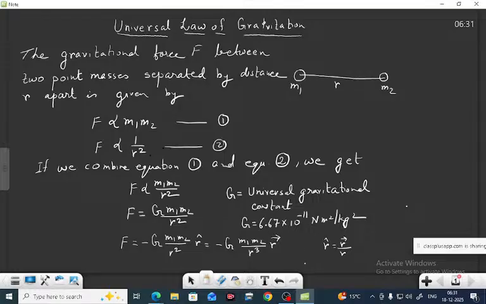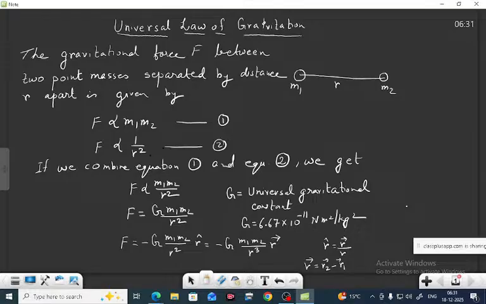Now r can be written as the displacement vector, and the displacement vector is written as r2 minus r1 vector. So we learn all these properties. This is the universal law of gravitation, and we find that the value of G is 6.67 into 10 to the power minus 11 Newton meter square per kg square.